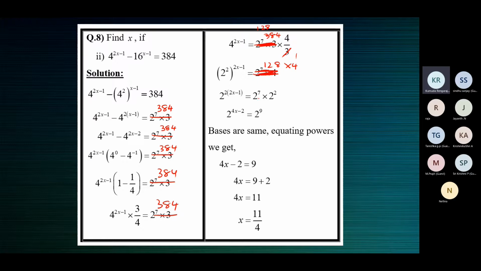128 is 2 to the power 7, and 4 is 2 squared. Maybe here you don't change, you write this as 4 itself, 4 to the power 2x minus 1. So at this stage, you write everything in base 2. See here, this in base 2, 2 square. This one in base 2, 2 to the power 7. This one in base 2. Yeah, please write it like this.